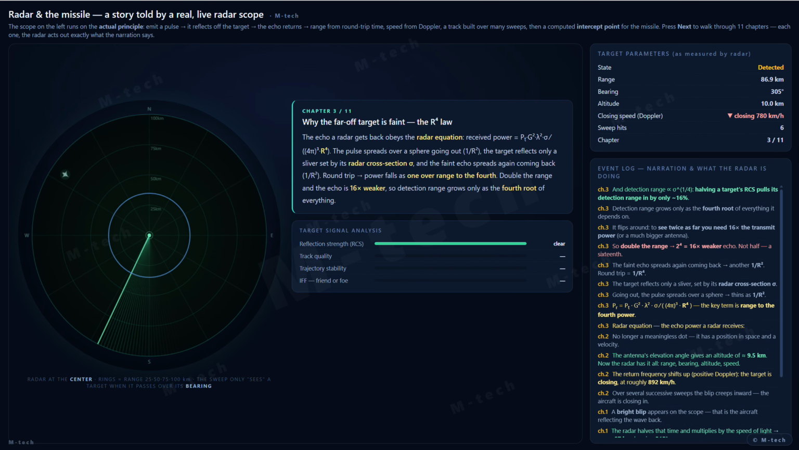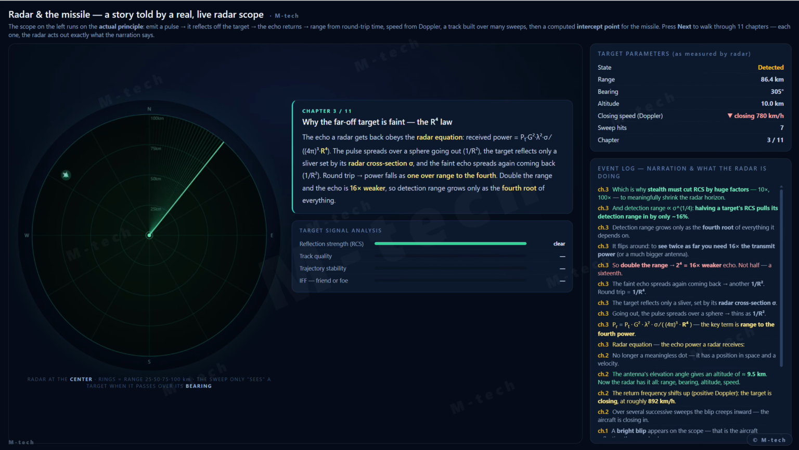The pulse spreads over a sphere on the way out, thinning as 1 over range squared. The target reflects only a sliver set by its radar cross-section. Then the faint echo spreads again on the way back, another 1 over range squared. Round trip, that is 1 over range to the 4th. So double the distance, and the echo is not half as strong. It is 2 to the 4th, 16 times weaker.